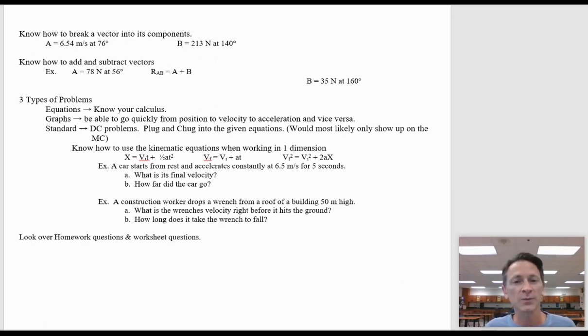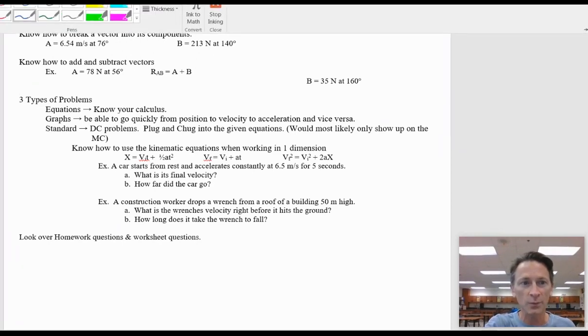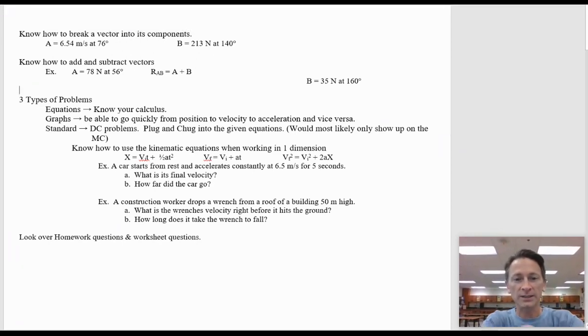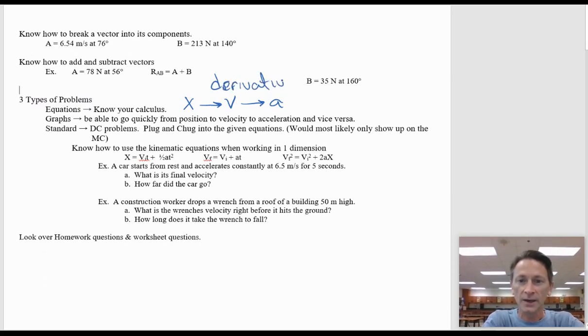When we get to the free response problems, there would be three different kinds of free response problems that you could see for this. The first one would be some sort of an equation. And whenever we're looking at an equation, you need to know your calculus. So remember that we're going to be talking about a position equation, a velocity equation, and an acceleration equation. And if we are going from position to velocity, velocity to acceleration, remember that we are taking a derivative. And vice versa, if we are going from acceleration back to velocity or back to position, then that's when we would be doing an integral.